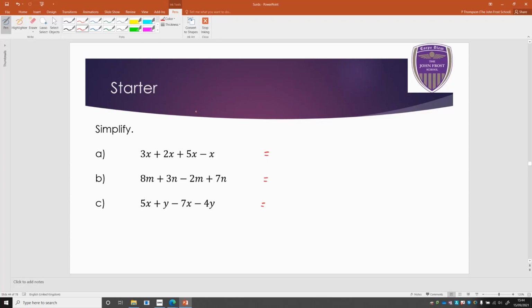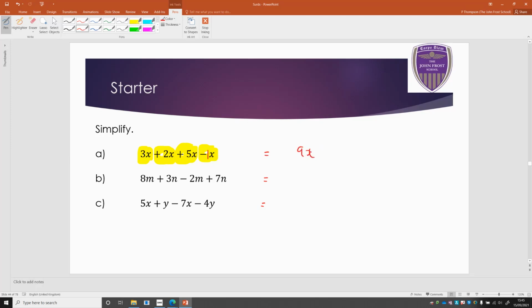Okay, welcome back. Remember, if you're simplifying expressions, you can only collect together the things that are the same, the like terms. Luckily for us in this first example, all these terms are all x's. And remember, minus x means negative 1x or minus 1x. So 3 add 2 is 5. Add 5 again, that's 10x here. And 10 take away 1 is positive 9.